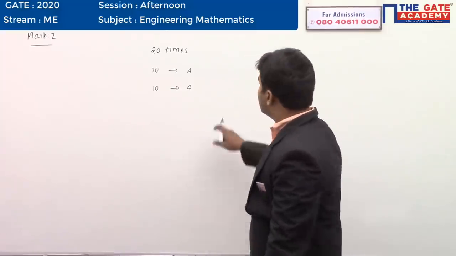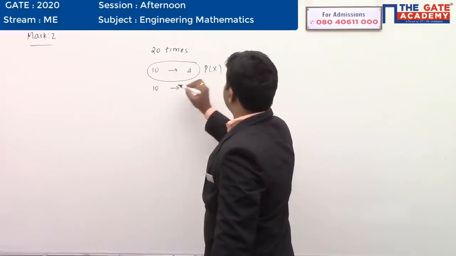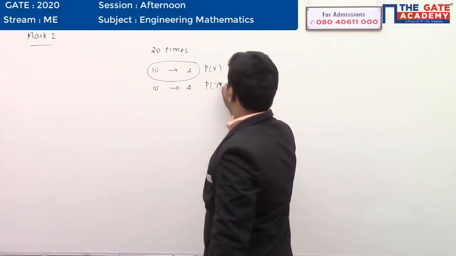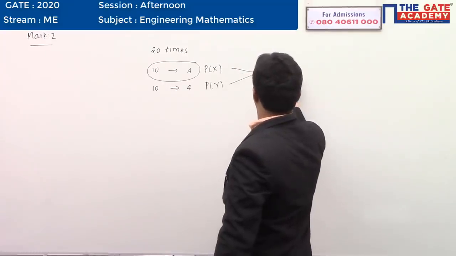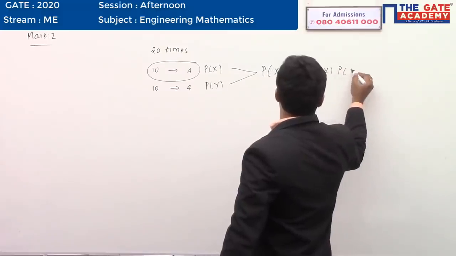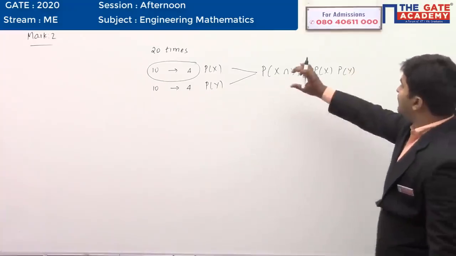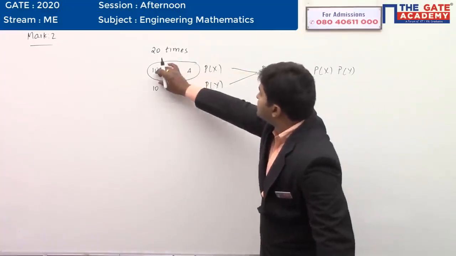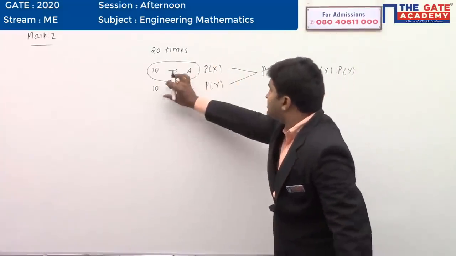So what I can do is, here I can consider it as P(x), and here as P(y). If I want both of them to occur, it means I want x intersection y, which is the probability of x into the probability of y. So first, we are going to take 10 tosses with 4 heads. In the next case, we are going to take 10 tosses with 4 tails.